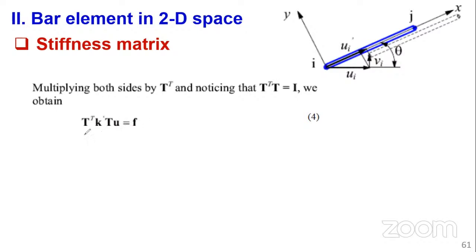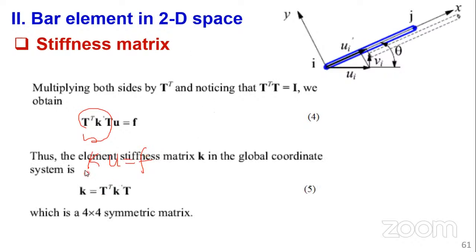And as you can see, we have this component all the way to this part. So this is like K in the global coordinate system, because you already have the U in the global coordinate system and F in the global coordinate system. In short, this is the K in the global coordinate system: T transpose K in the local coordinate system times T. And now this is the elemental stiffness matrix K in global coordinate system, how we transform from local to global.